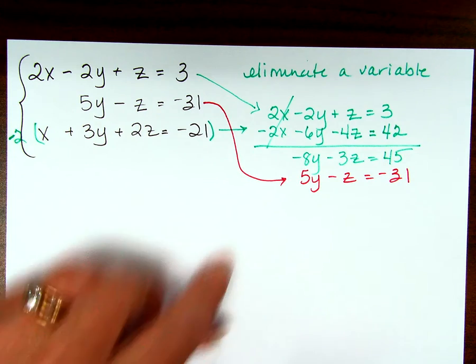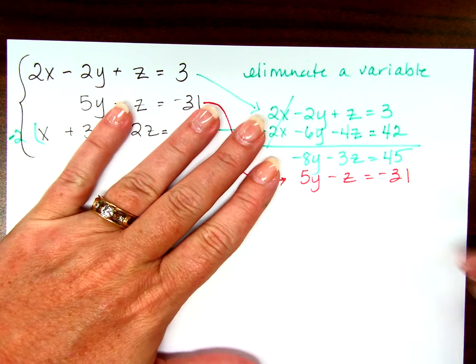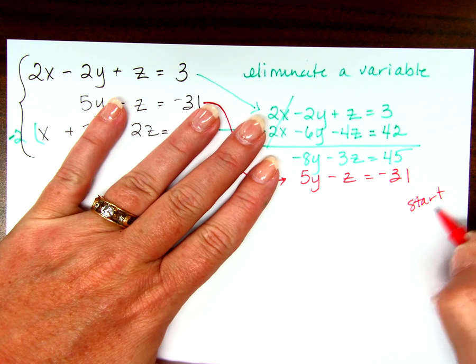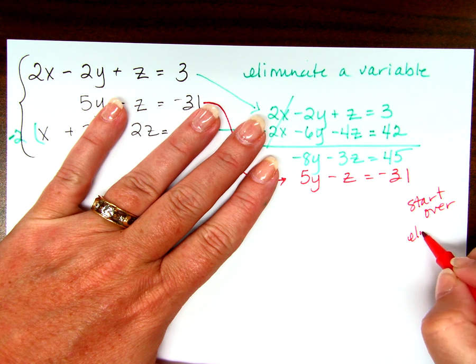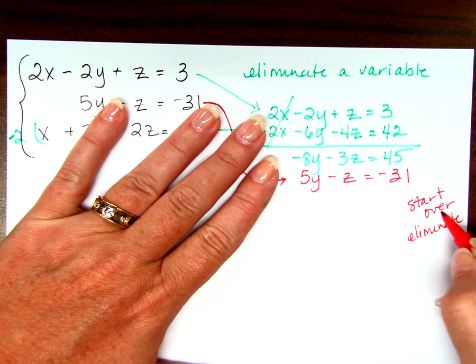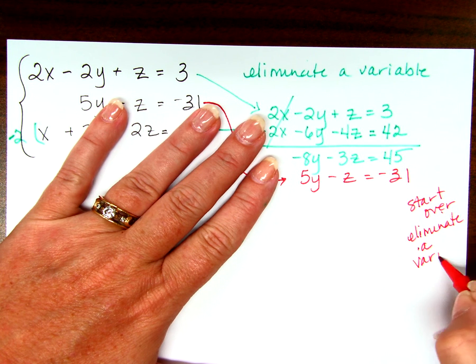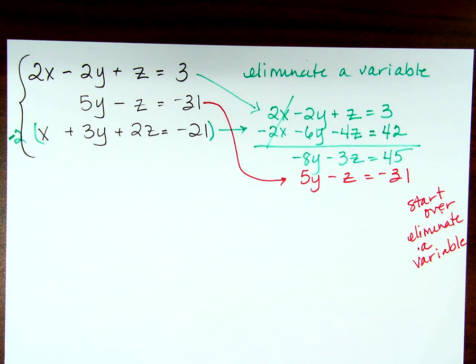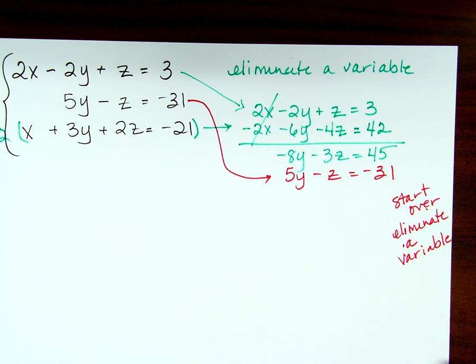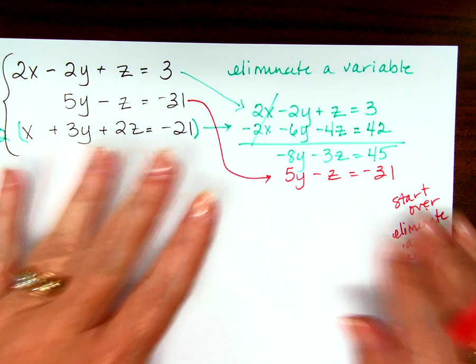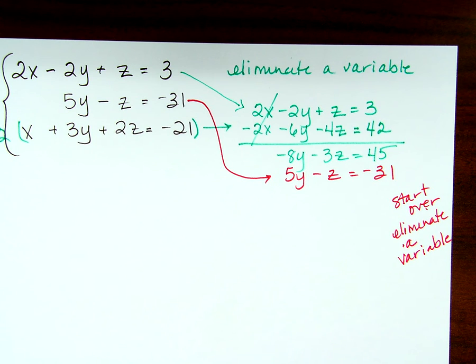Now, I have to start over. I need to eliminate a variable. Guys, do you see why I'm eliminating variables? If I eliminate variables one at a time, at a certain point, how many variables am I going to have left? I'm going to have one variable left, and I'll know the value of that variable, right? So start over again. Which variable would you like to eliminate?